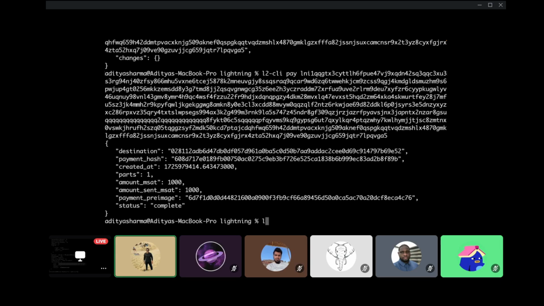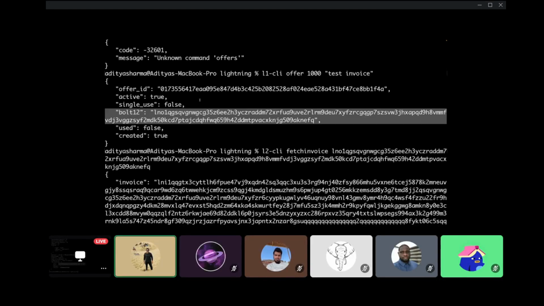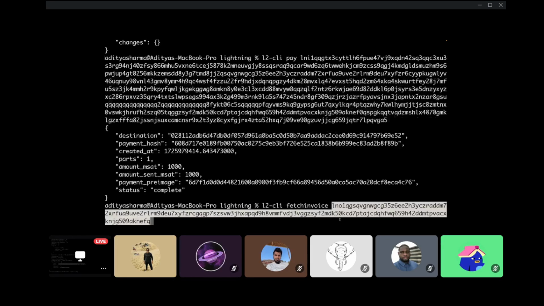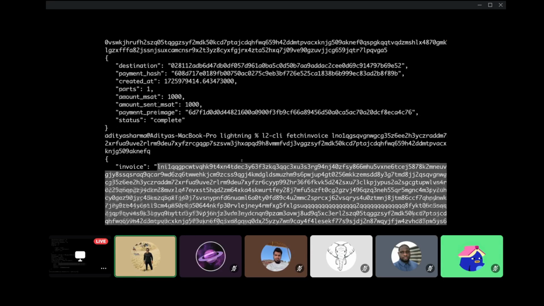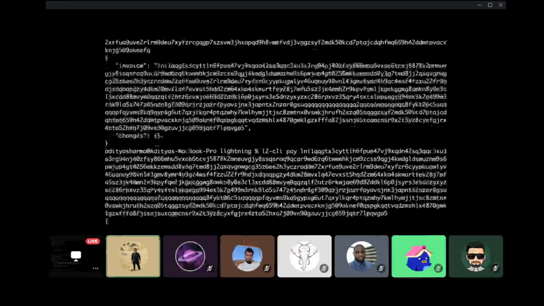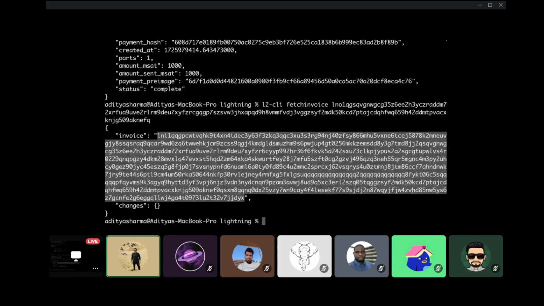So what we'll do is we'll again run L2 CLI fetch invoice, followed by the Bolt 12 offer, the static offer that we made. So it fetched an invoice, and this invoice would be completely different from the one that we fetched before. As you can see, the earlier one was L9-1QQGTX. It ends with VGA5. This one ends with JDYX. So this one is different from that one.